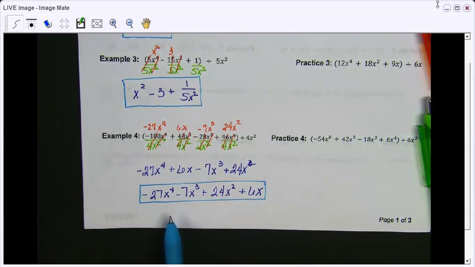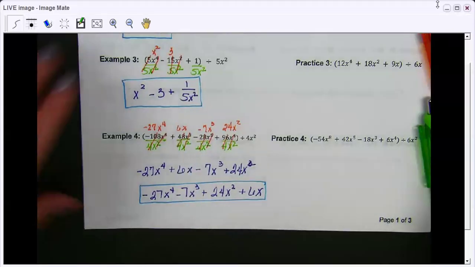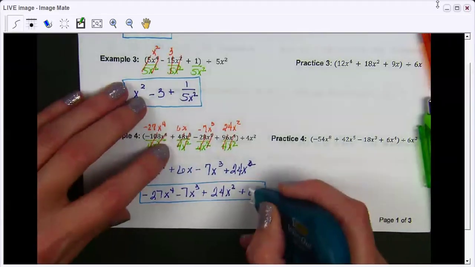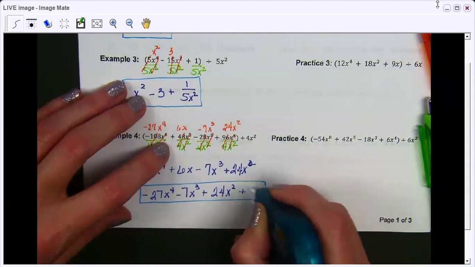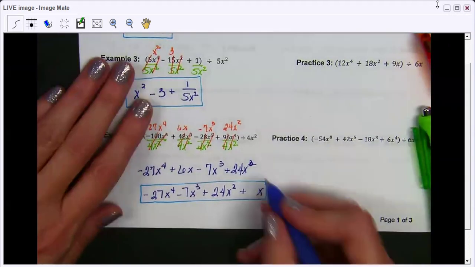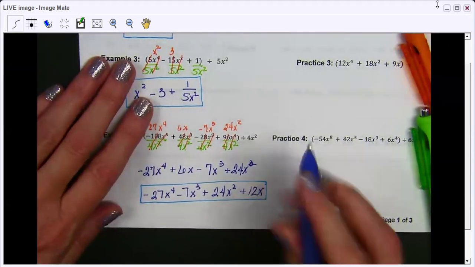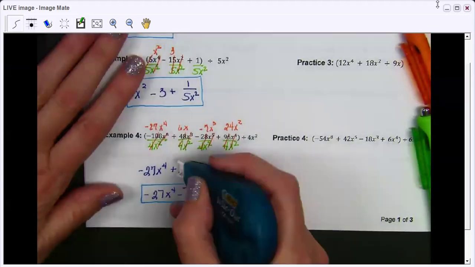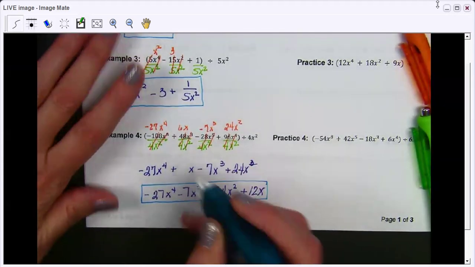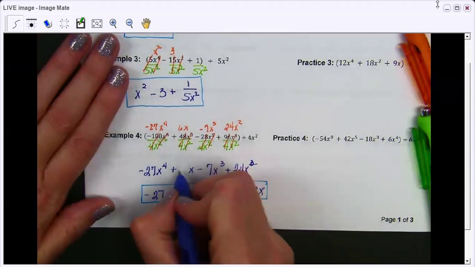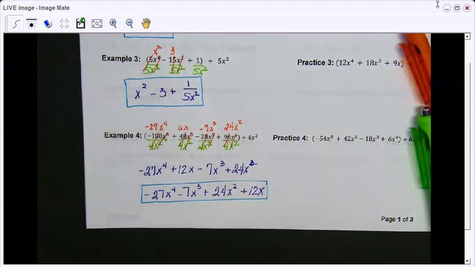Did I make a mistake? Oh, wait a minute. 48 divided by 4 is not 6. It's 12. It's 12. Every time I look up and I see somebody crinkle their face, I know I made a mistake. Okay, everything else good?